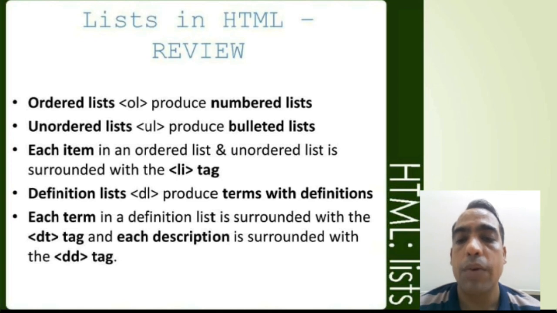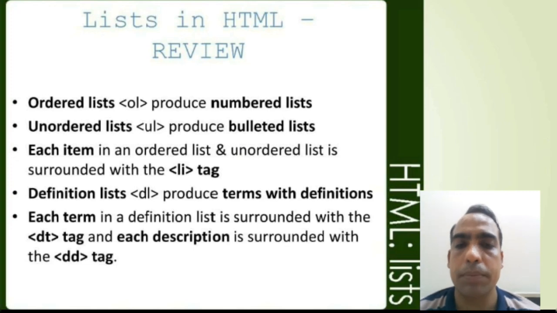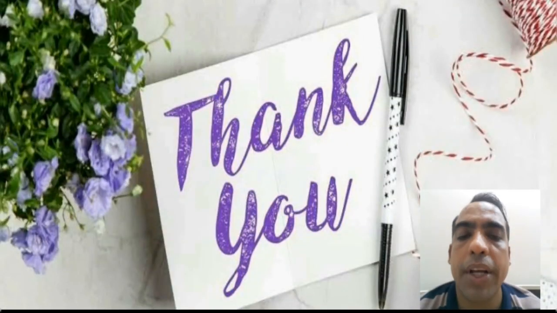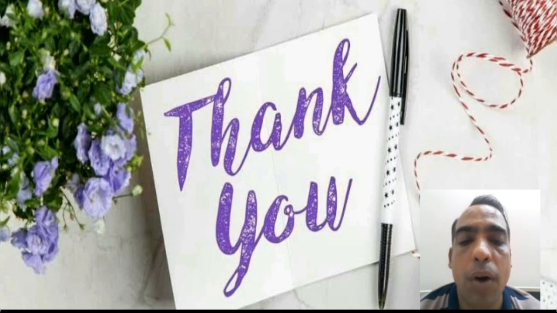Definition list. We will use the DL tag for creating a definition list. Each term in a definition list is surrounded with the DT tag and each description is surrounded with the DD tag. So dear students, I hope you understood how we can insert images in our web page and how we will create lists in our web page with the help of HTML code.